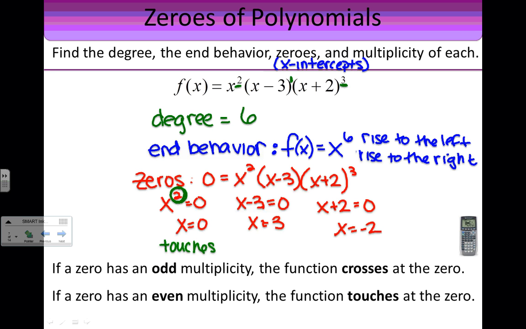My x minus 3, okay, that was an odd multiplicity. It had a degree of 1. So x minus 3 had a degree of 1, so that's an odd multiplicity. So that means it crosses the x-axis at 3. And my x plus 2, 0, that had a degree of 3. So that was also an odd multiplicity, which means my graph crosses at that 0. So what that looks like when we graph it.